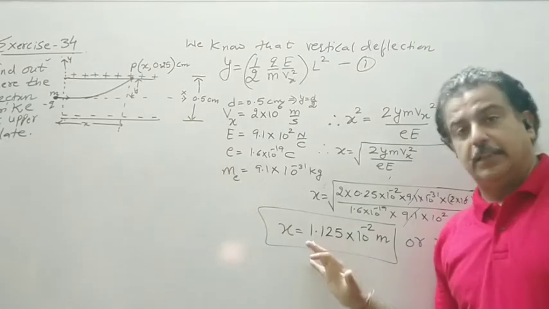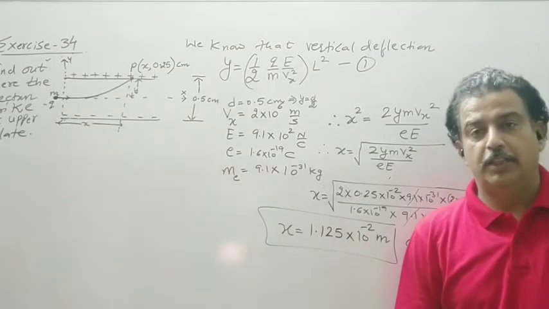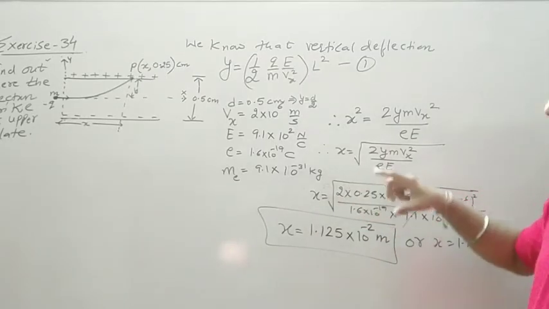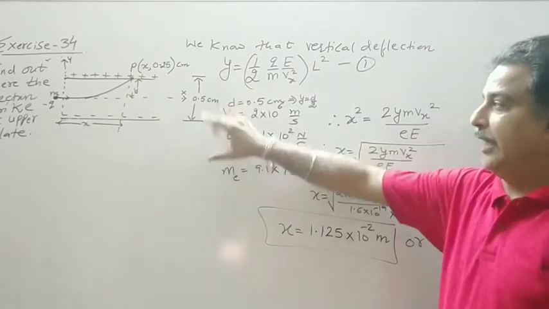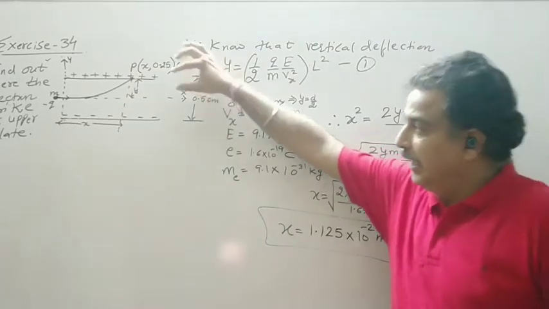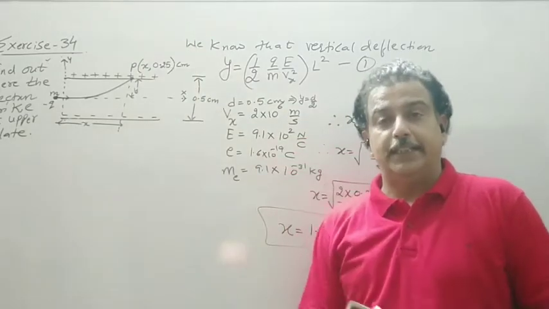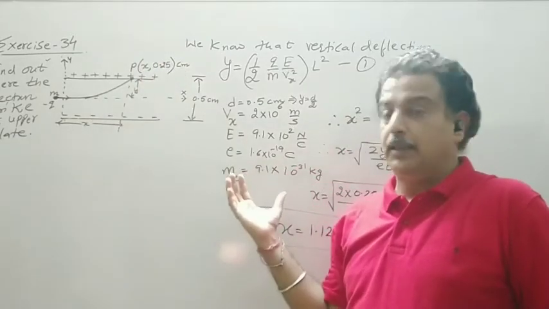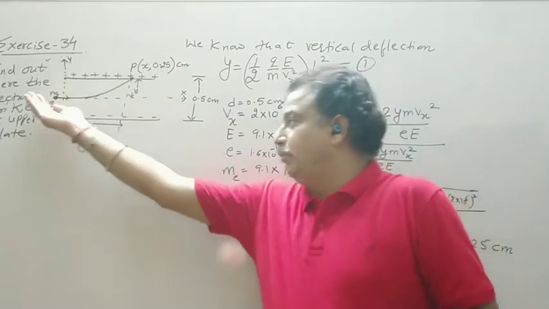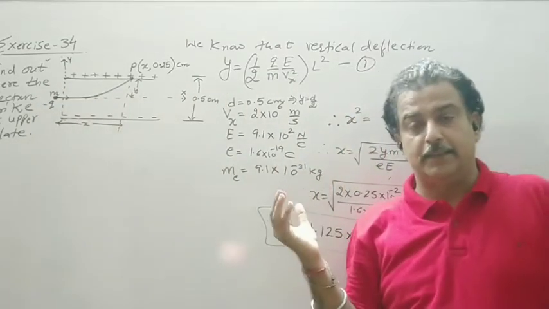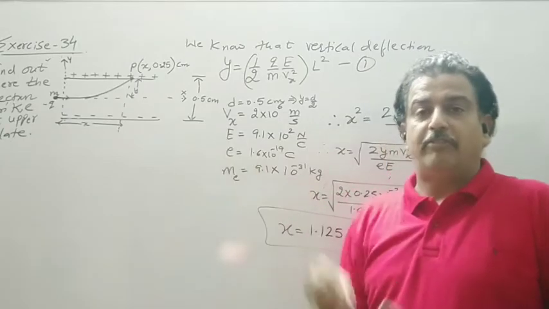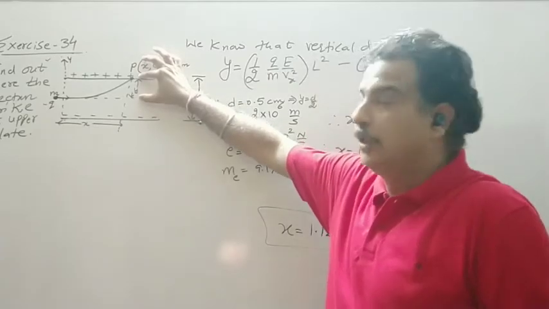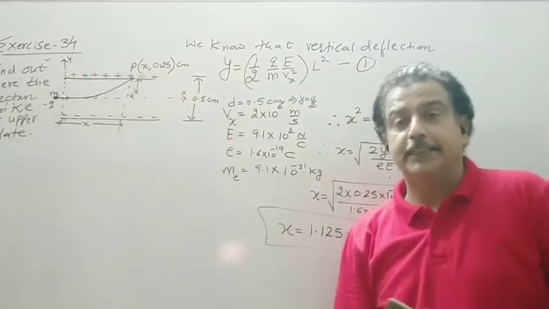Now this answer does not match with our textbook answer, because there they have taken this y as 0.5 centimeter. Now clearly in our question number 33, we have taken y as a deflection from the original path. So if there is no electric field, the particle must have traveled in a straight line or along the x-axis. But because of the electric field present, it was deflected along the y-axis. So y was taken as a deflection in our derivation in question number 33.